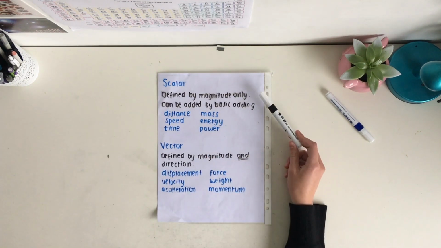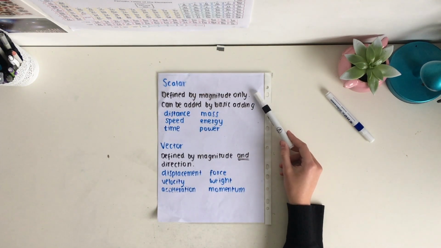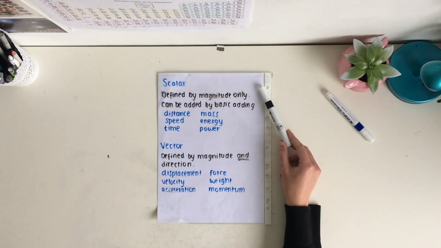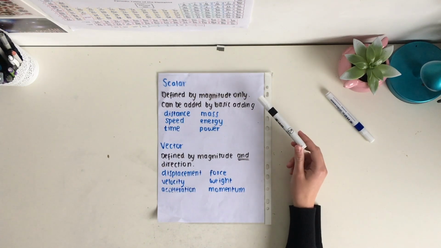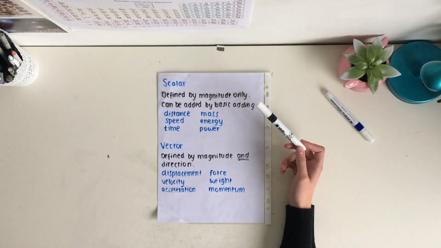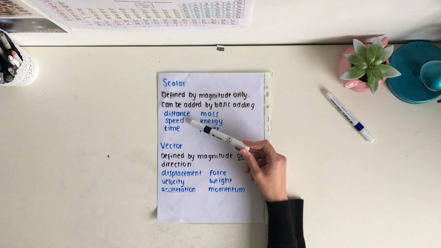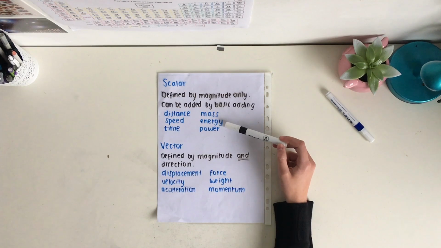A scalar is a quantity that is defined by magnitude only. Magnitude essentially means size, which means that scalars are defined by size. They can only be positive and are never negative. They can be added by basic addition. Some examples of scalars include distance, speed, time, mass, energy, and power.